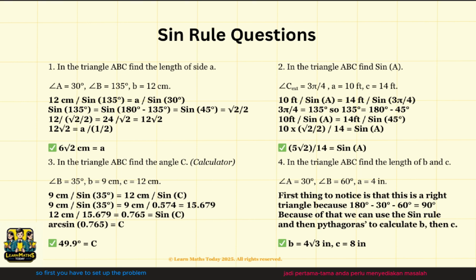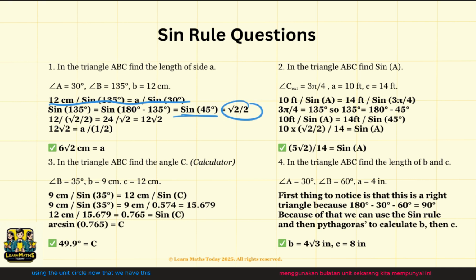So first, you have to set up the problem the way the equation gave us. So B over sine B is equivalent to A over sine A. So 12 centimeters divided by sine of 135 is equivalent to A divided by sine of 30. And the very first thing I did in this was simplify sine of 135 using the obtuse trigonometric equations that we had. So sine of 135 is equivalent to sine of 180 minus 135, which is equivalent to sine of 45 here, which is equivalent to root 2 over 2 using the unit circle.